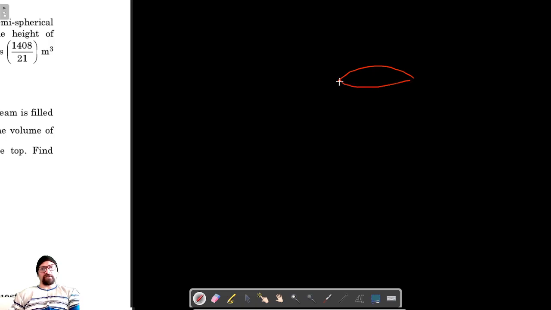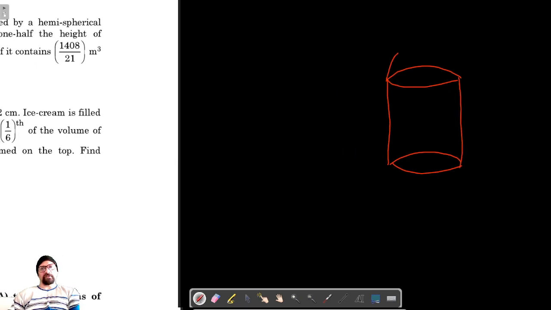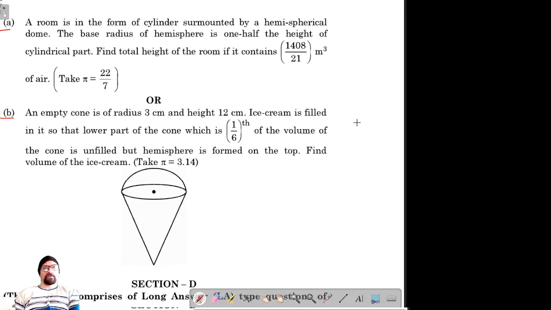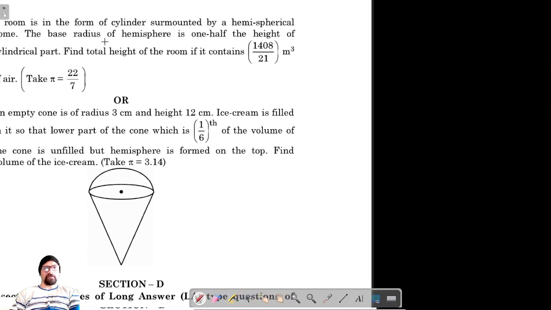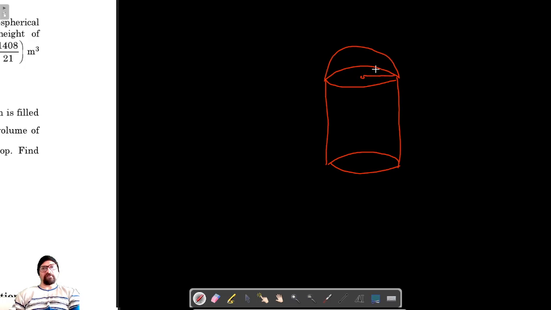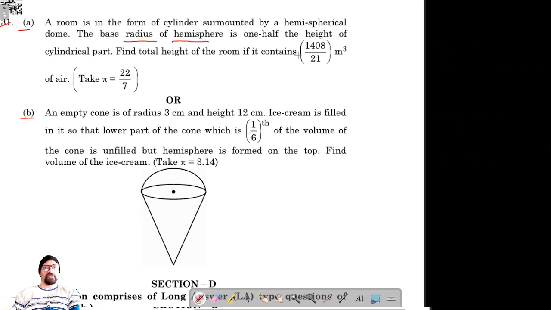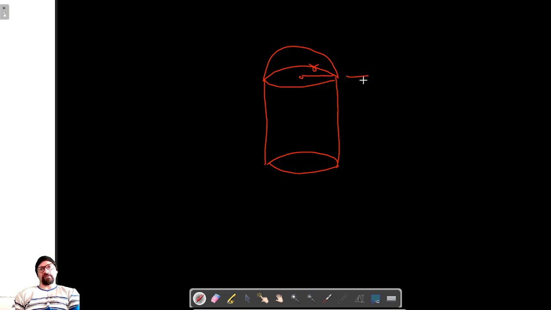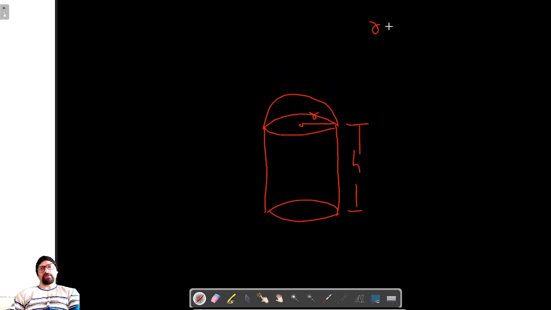So the room is in the form of a cylinder with a hemispherical dome at the top. Now, this is the base radius of the hemisphere, and it is one half of the height of the cylindrical part. So let's say the height of the cylindrical part is h. So the base radius is half of the height, which gives us height is equal to 2 times r.